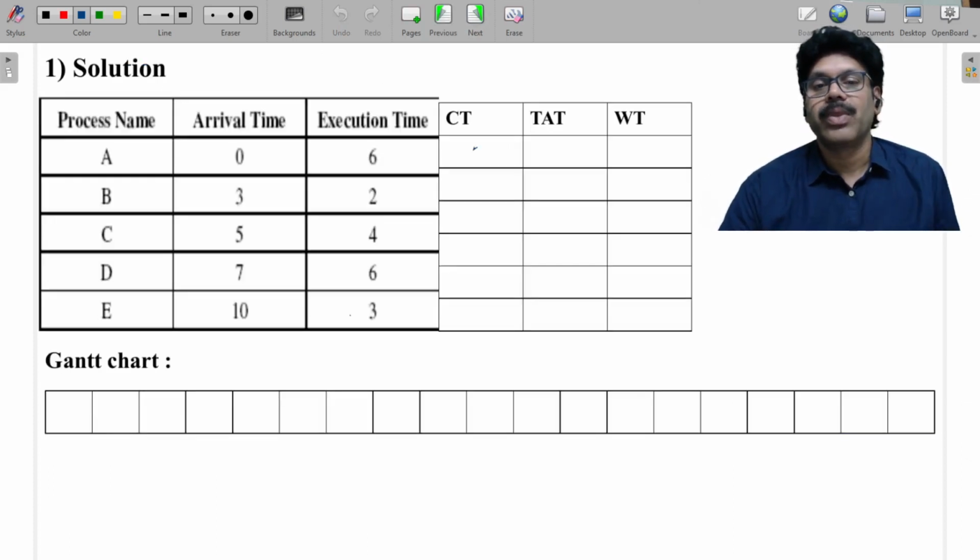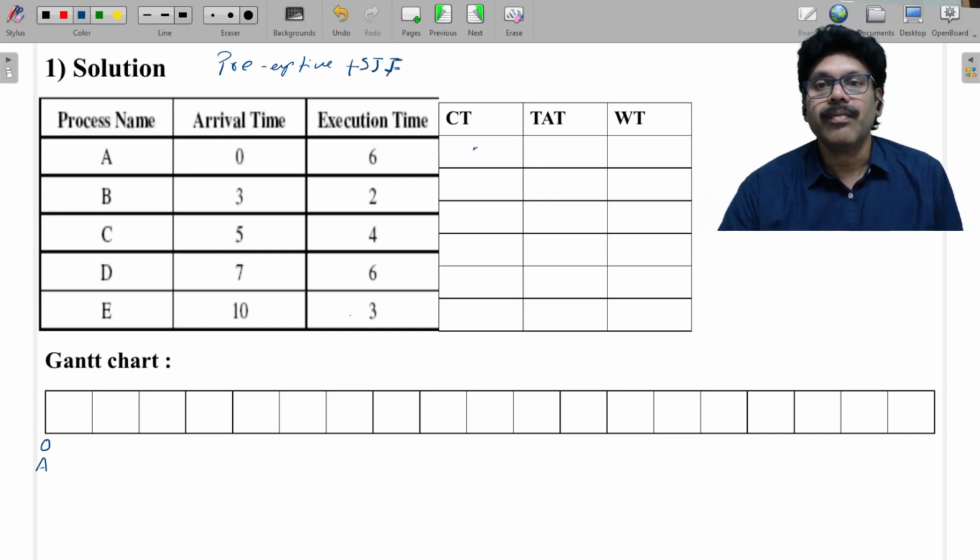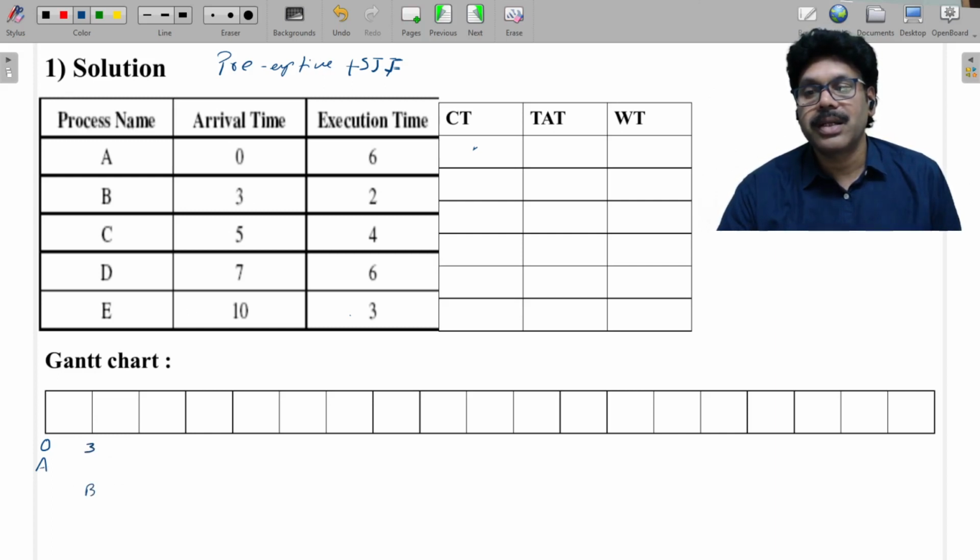Let us solve. At 0, there is only one process available, by name A. A is executed, because you need to be very careful whenever the question is asked on preemptive nature. You are supposed to take care of execution times up to the next arrival times. This is so important. In this case, A has arrived and no other process is there along with A, so A is executed up to 3, because the next process comes exactly at 3.